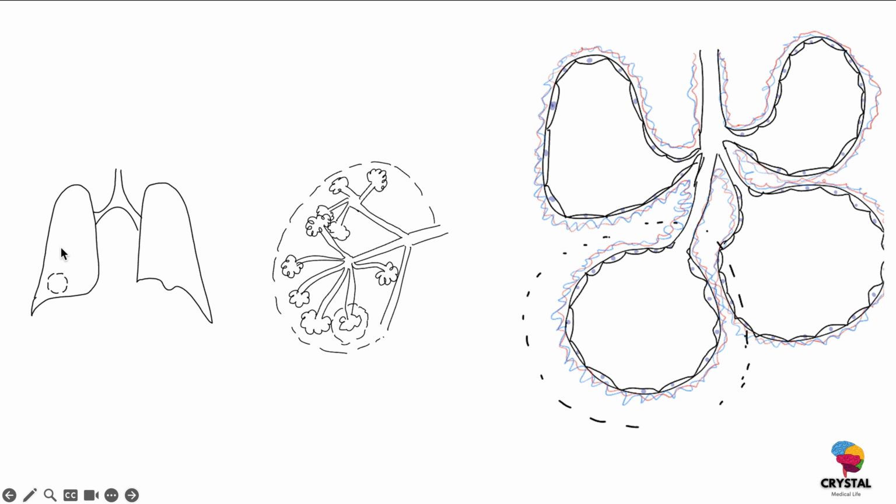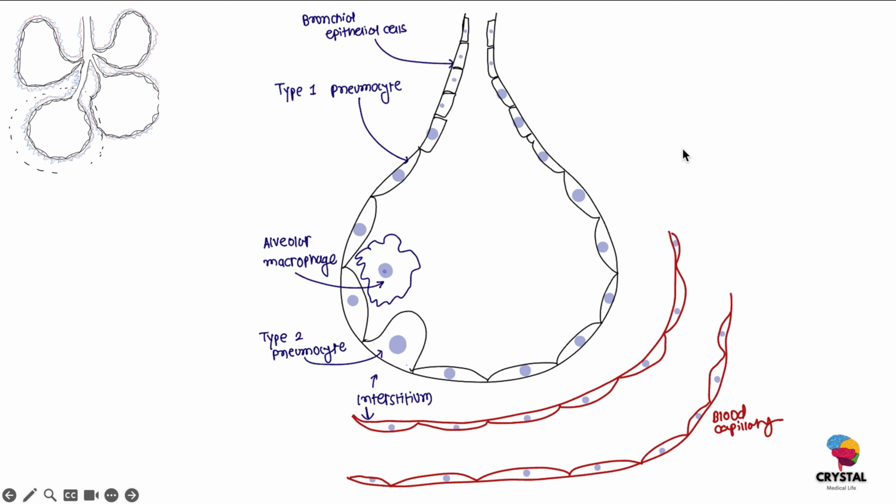So these are the lungs, and here you can zoom out and see the cluster of alveoli with the alveolar duct. And here you can zoom out and see the multiple alveoli with their blood supply. Okay, and we are zooming in on one single alveolus. So here is the alveolar duct.